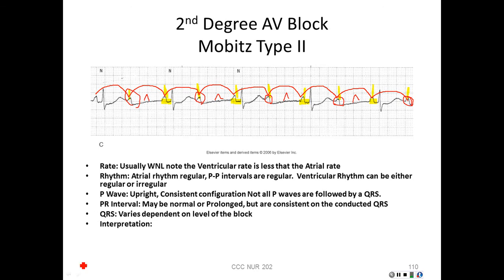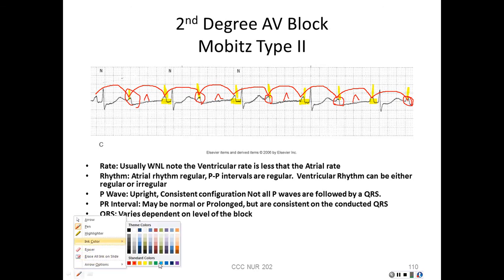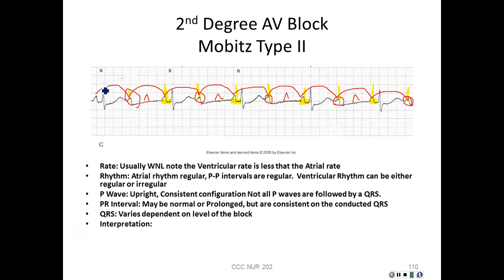Same thing if you marched out the QRSs. They would be regular from there to there to there to there. They're regular. So your QRS is regular, your P waves are regular. There's just more P waves than there are QRSs. There are P waves that are not being conducted through the system.